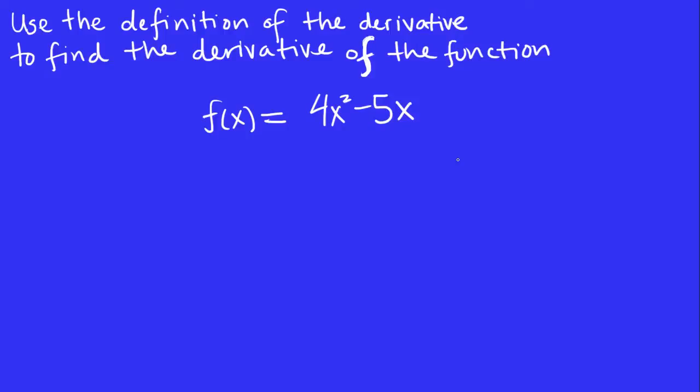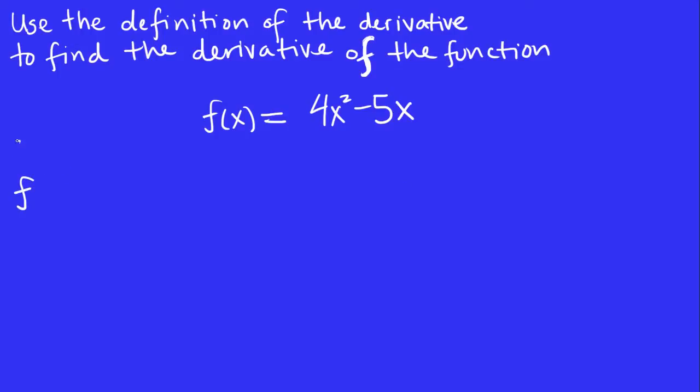Let's try this question. We need to find the derivative of this function. We're not allowed to use our rules for derivatives. We only are allowed to use the definition of the derivative. If we were allowed to use the rules for derivatives, I think we would know right away that the derivative would be, what, 8x minus 5, right? But pretend that we're not allowed to use those rules, and we have to derive it from scratch.